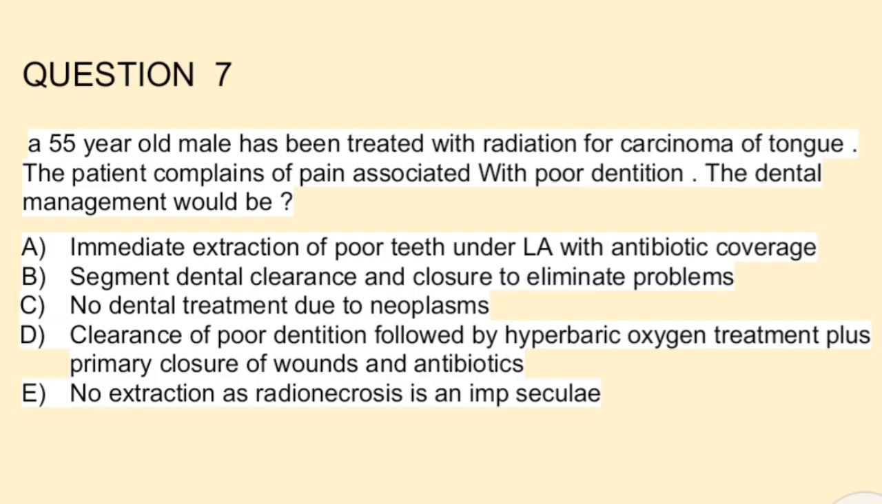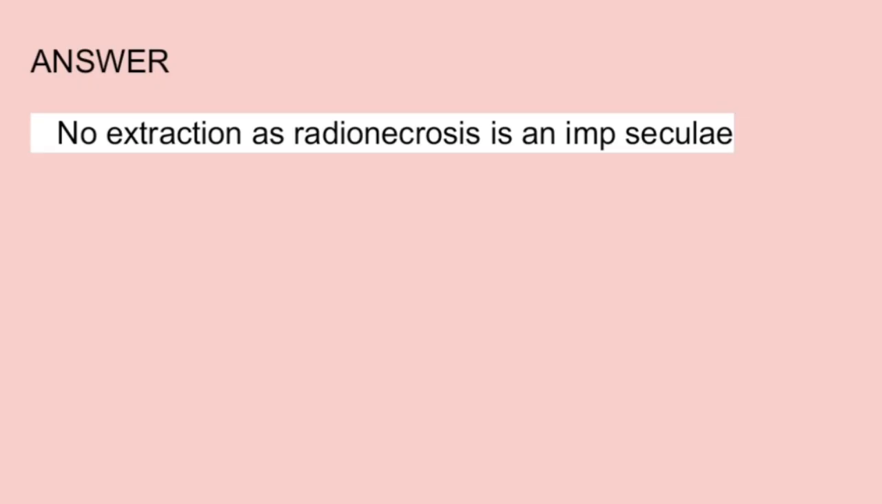Question 7. A 55-year-old male has been treated with radiation for carcinoma of tongue. The patient complains of pain associated with poor dentition. The dental management would be A. Immediate extraction of the poor teeth under LA with antibiotic coverage. B. Segmental dental clearance and closure to eliminate problems. C. No dental treatment due to neoplasms. D. Clearance of the poor dentition followed by hyperbaric oxygen treatment plus primary closure of wounds and antibiotics. And E. No extraction as radiation necrosis is an important sequela. The answer is no extraction.